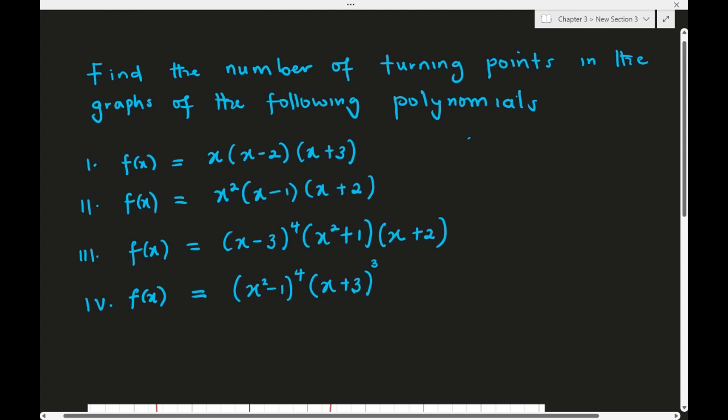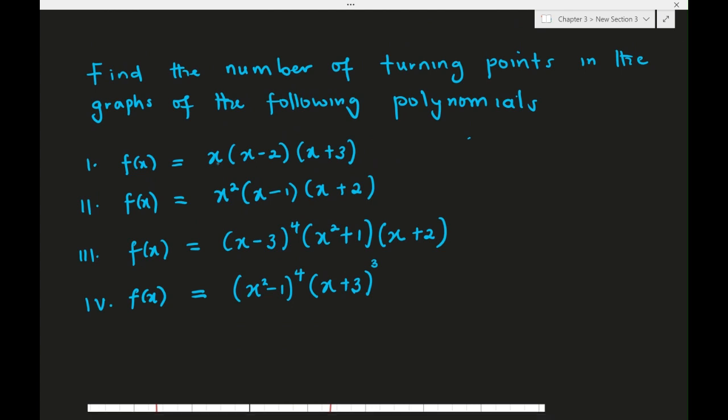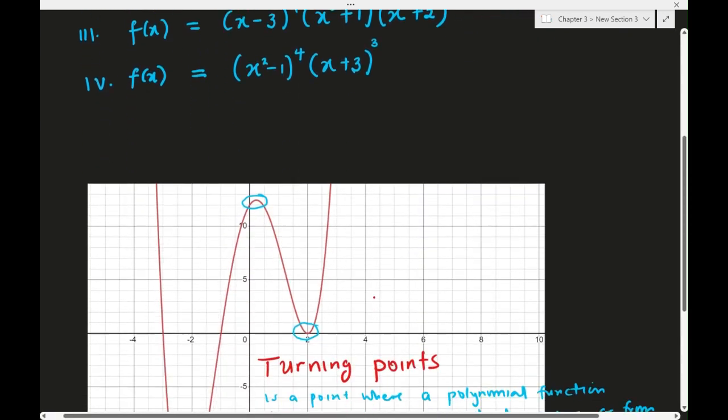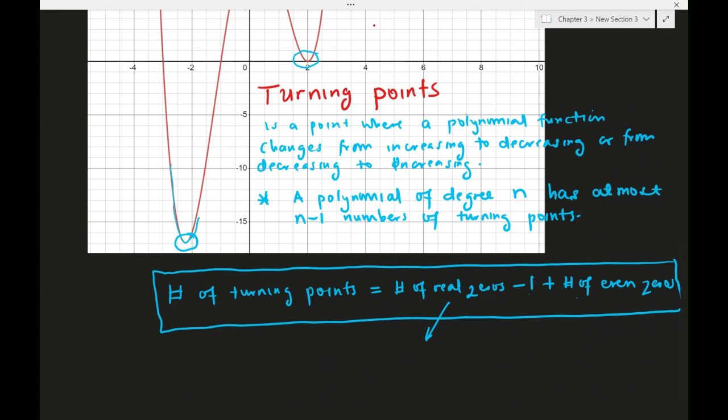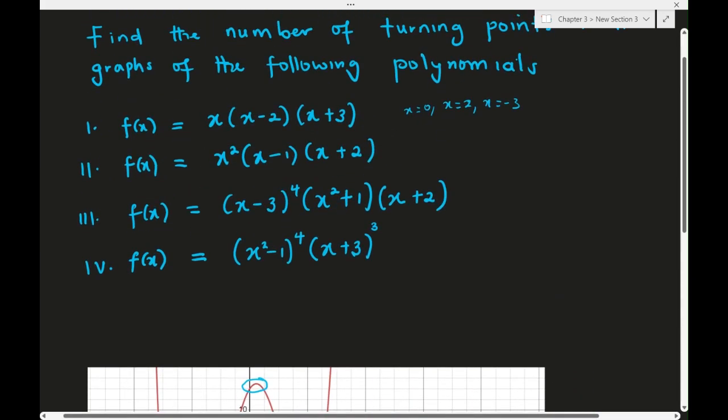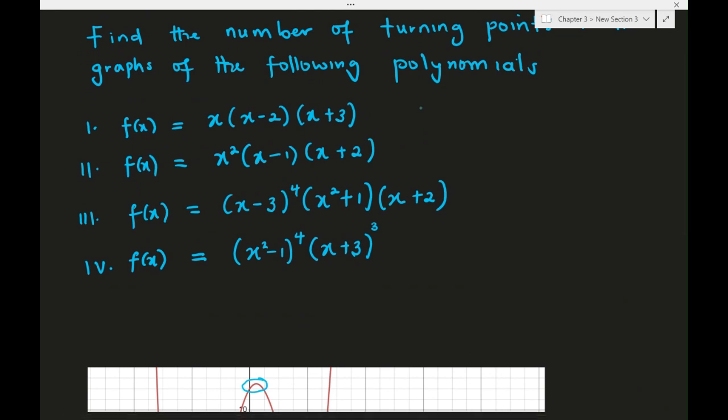So look at these functions. Here, the polynomial functions are already factorized, so we can easily know the number of zeros. If you look at number 1, how many zeros do we have? We have 3 zeros: x equals 0, x equals 2, and x equals minus 3. So we have 3 real zeros. Based on our formula, to find the number of turning points, we just need to use the number of real zeros, which is 3.